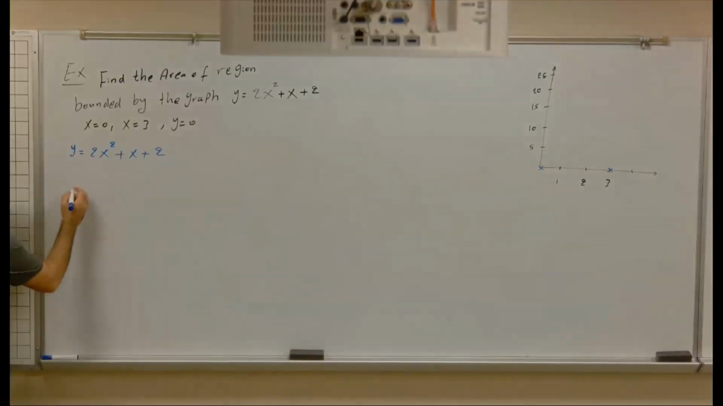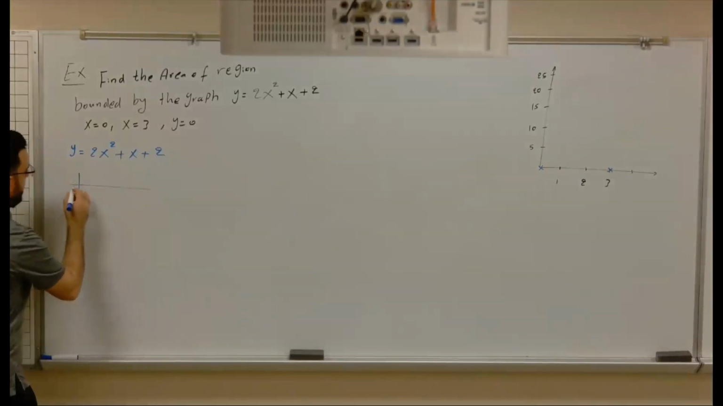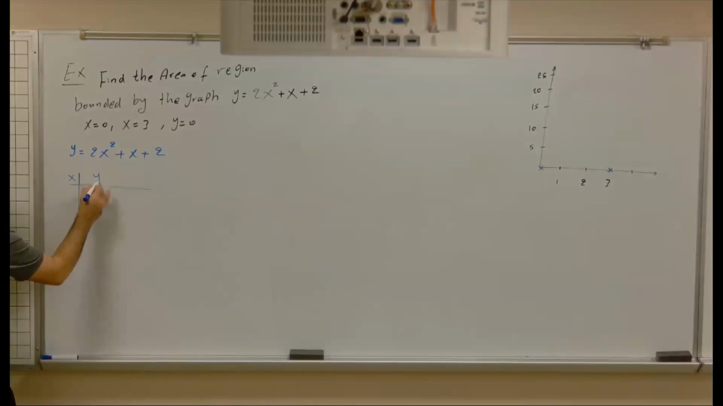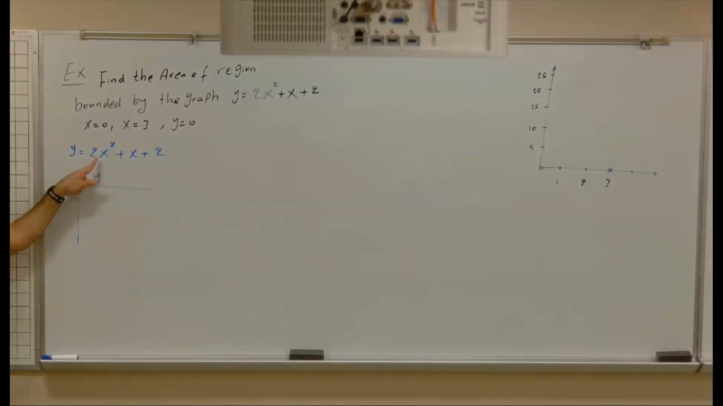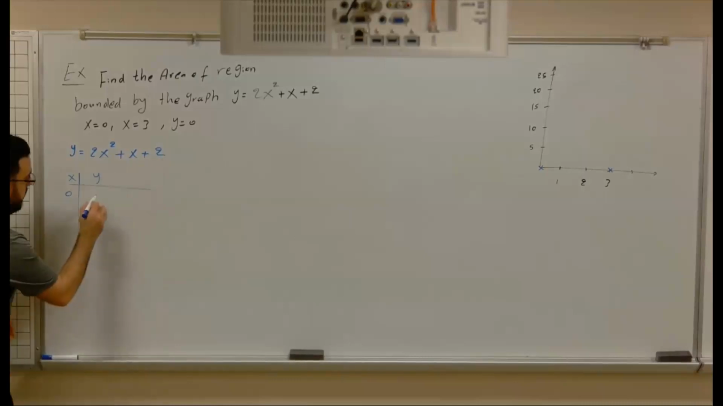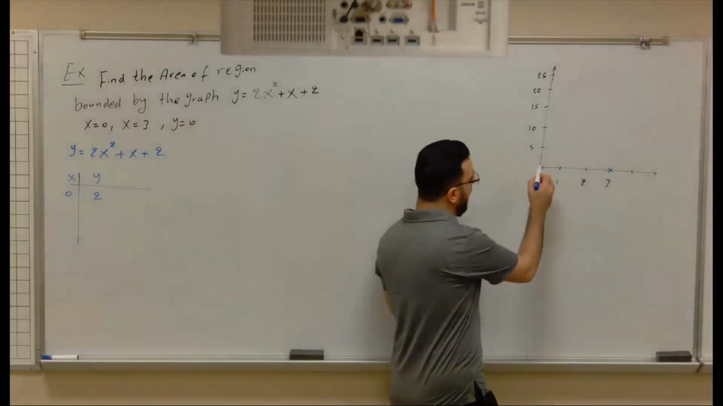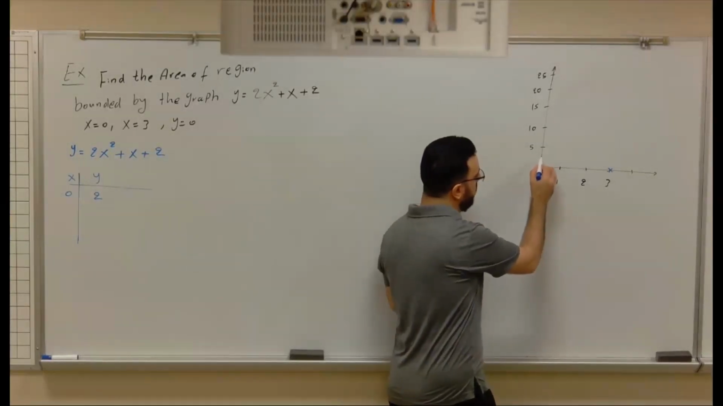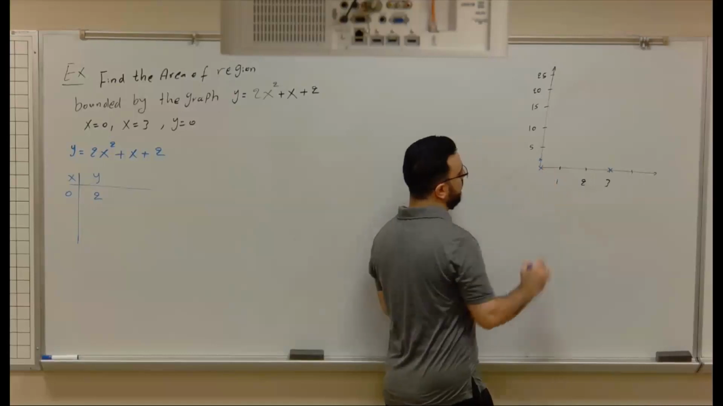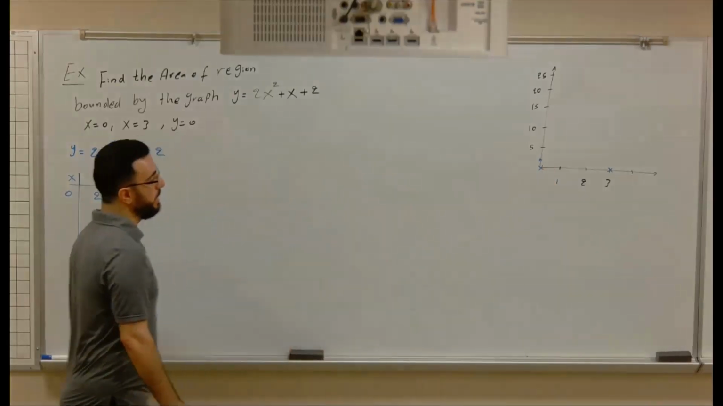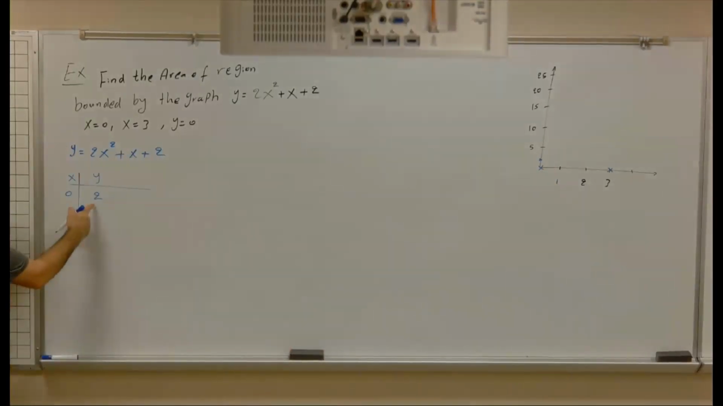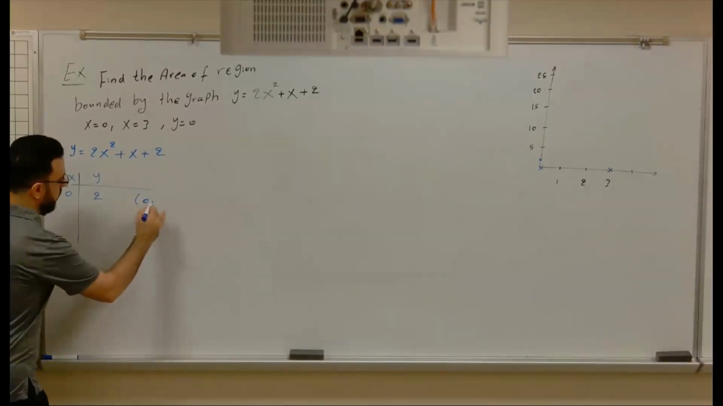So what I'm going to do, let me graph a simple table. Here is the x and here is the y. When x is 0, I'm going to plug in zeros here. 0 and 0, the y equals 2. That means when x equals 0, y equals 2. So my graph starts here. The curve starts from this area, at y equals 2. So the first point is 0, 2.